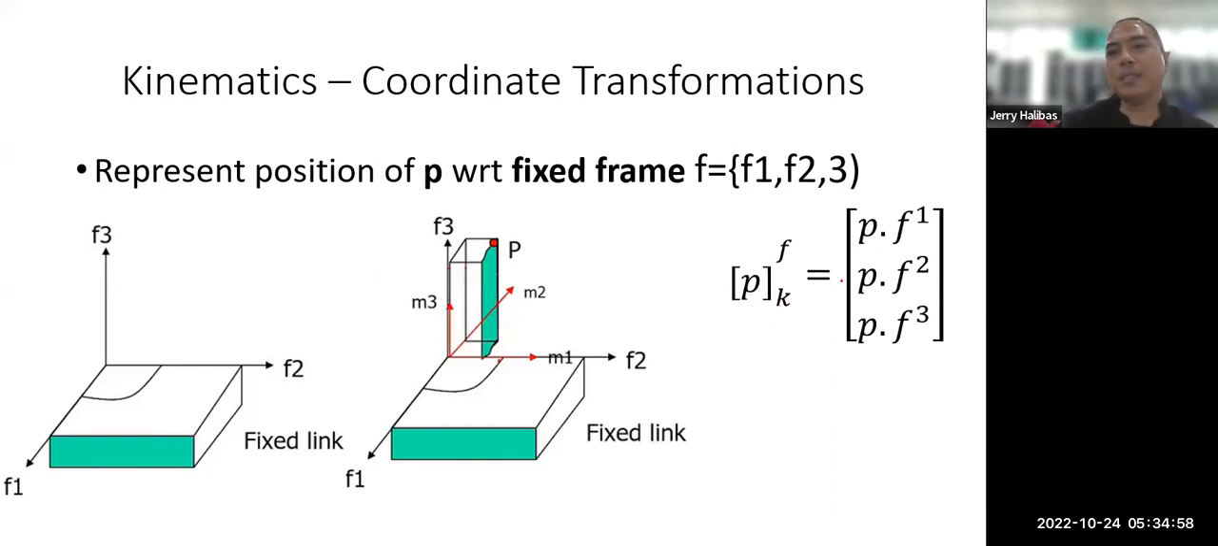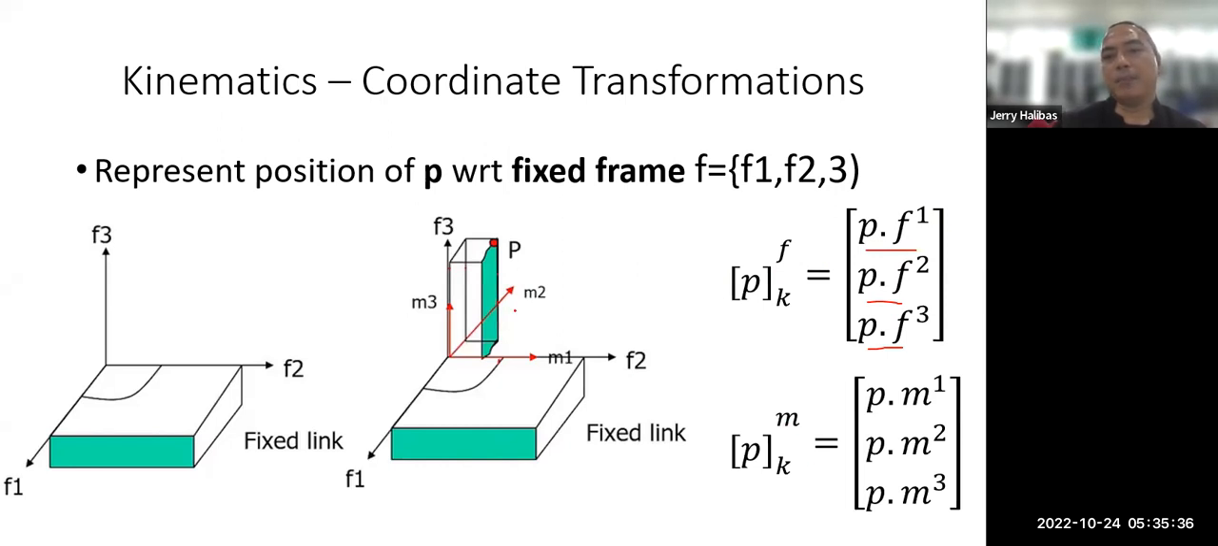Now the question is, what is the vector P represented in the fixed frame? The formula is simple: P dot F1, P dot F2, P dot F3. By the way, never mind whether it is a superscript or subscript, it's just notation. As long as you follow the format, the superscript on top indicates the fixed frame.